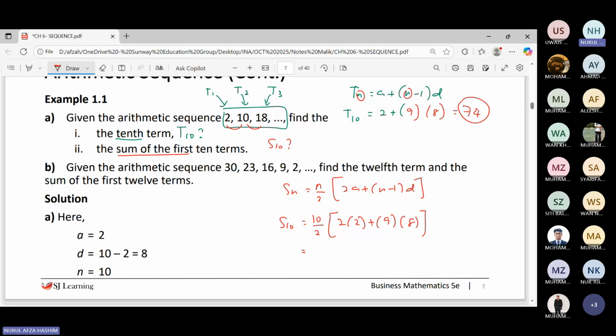How much? Saya dapat 380 kan? Betul. Okay, what do you mean by S10? It means that this is the meaning of when you plus T1 plus T2 until T10. You plus all the numbers. This is how you get 380.